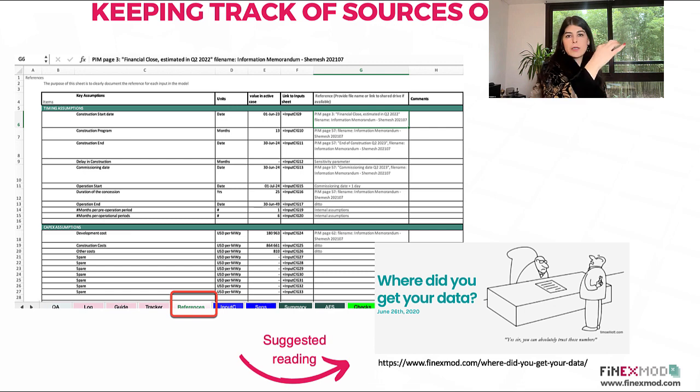So I'm going to put down in a column next to each input where it came from. When I'm building a model, I will always include that in my models. And when I'm reviewing someone else's model, if it doesn't have this sheet, I'm going to include it and look for where they got the input from. And I'm going to put the reference next to it, and a comment as well.